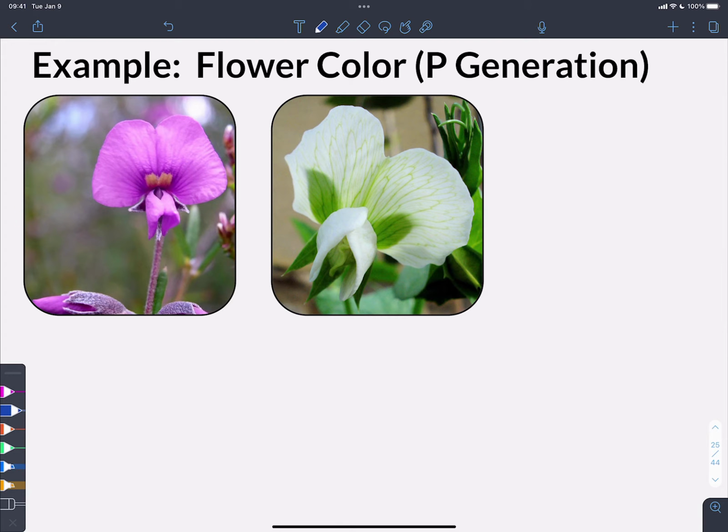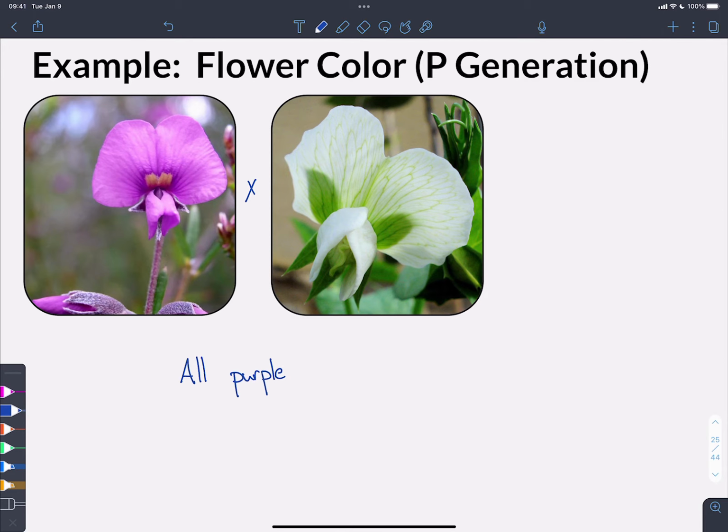So for instance, Mendel would develop pure breeding purple flowered and white flowered pea plants. And then what he would do was cross those plants. And when he did that, he found out that all of the plants that were produced were purple. This was different than how most people thought about inheritance at the time.